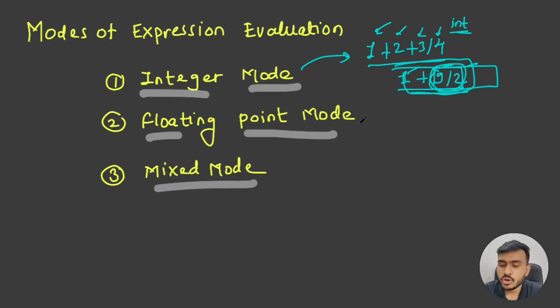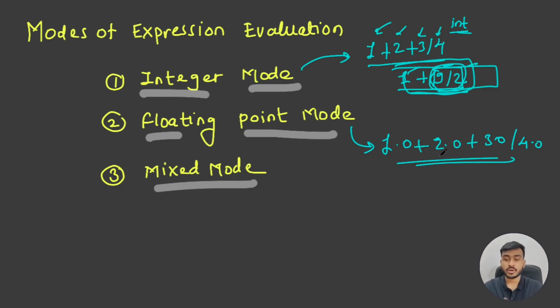Now let's quickly move on to the next expression evaluation mode, which is called floating mode. When an expression executes in the floating mode, it means all the operands of the expression are floating. See, this is very important. You observe here in this expression, all the operands are float. So such an expression will evaluate in floating mode.